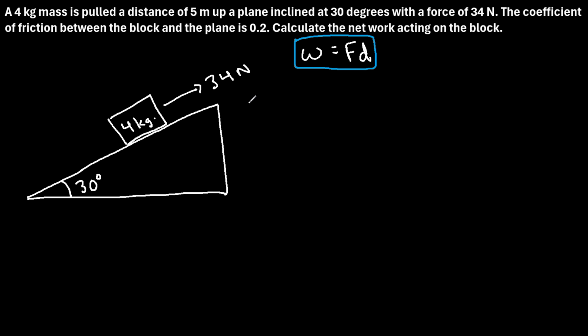So let's start by calculating the work done by the applied force. Let's write W sub A for work done by the applied force. That's going to be equal to the force, which we know is 34 newtons, multiplied by the displacement. In this example, we're told that the block is pulled 5 meters up the plane. So this distance right here along the plane is 5 meters. So the total displacement of the block is going to be 5. So 34 times 5 turns out to be 170. And when we're talking about work, our units are joules, so we'll say J. So that is the work done by the applied force.